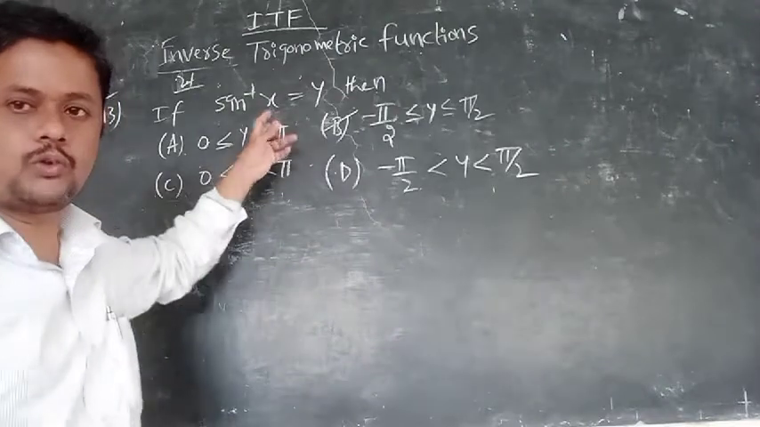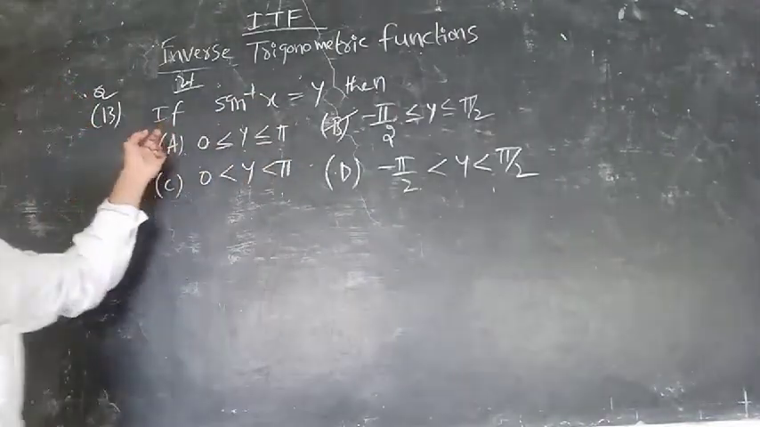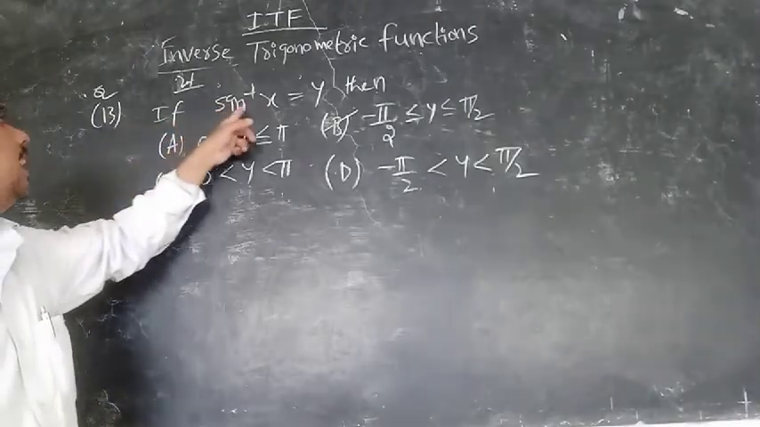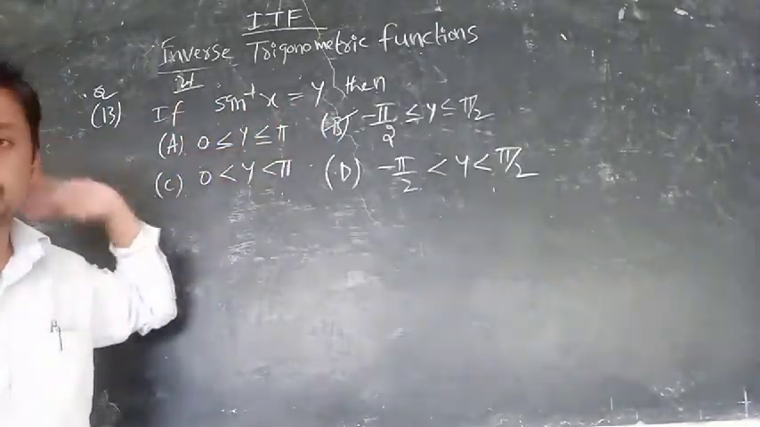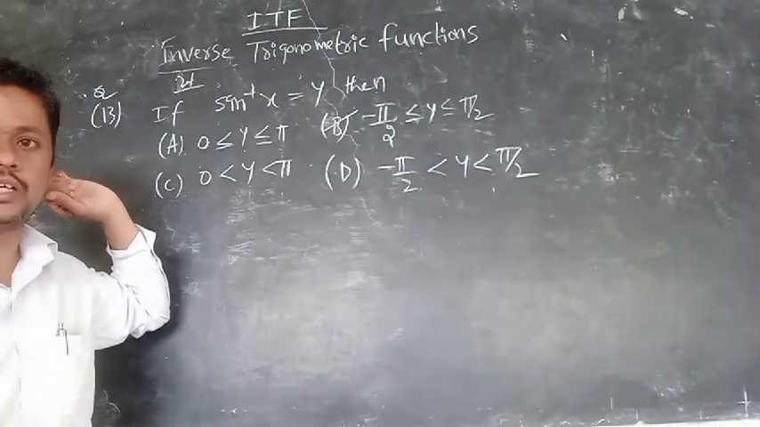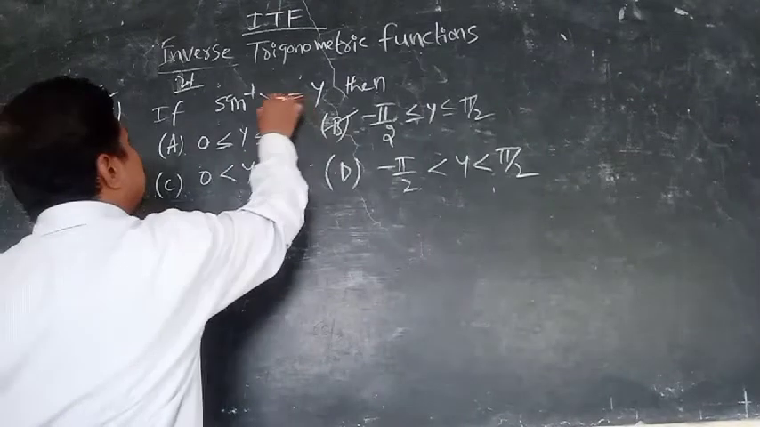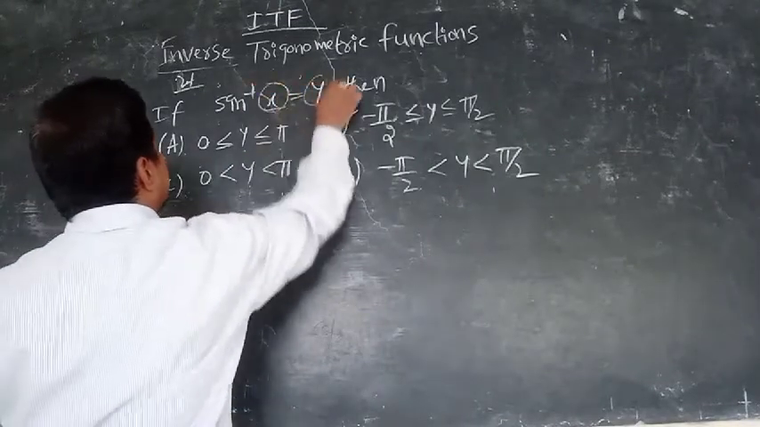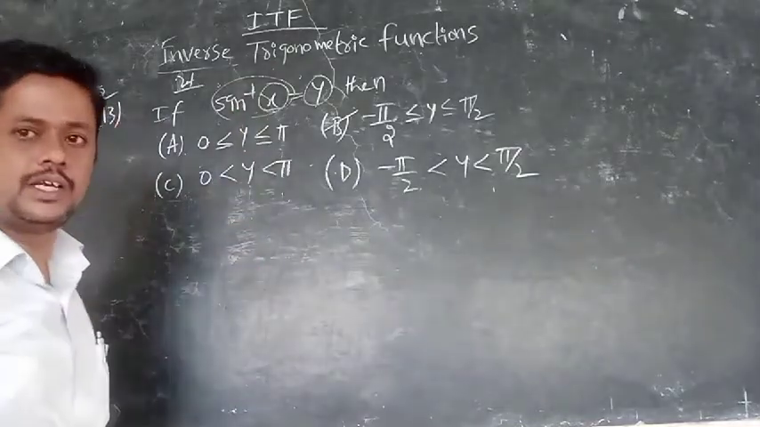Let us consider one question. In exercise 2.1, question number 13: if sin inverse x is equal to y, then which option is the correct one? You have to understand what x means here. This is the domain. Y means what? Range, the y value. This is the inverse trigonometric range.